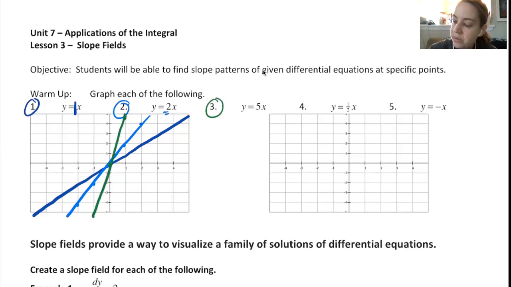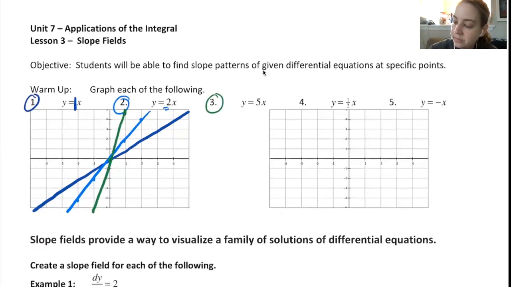And for number 4, we'll just hop over to the other graph. 1/2 x means I go up 1, right 2, up 1, right 2, up 1, right 2. Okay. And then finally for number 5, y equals negative x, don't forget that we go down and to the right.